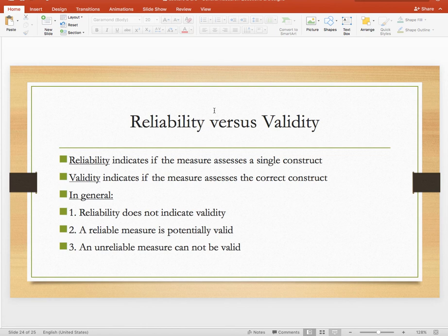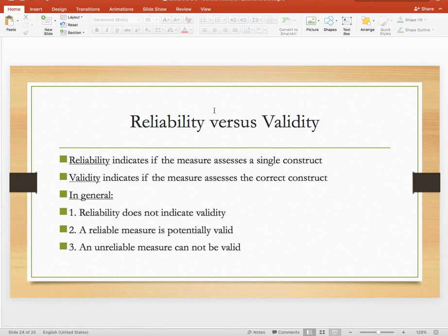Validity means, are you assessing the correct construct? Reliability doesn't tell me if I'm right. All that reliability tells me is that I keep measuring the same thing over and over and over again, but I don't know if I'm actually right in what I'm measuring. Everyone good? Perfect. Okay, so now how do I go about doing this?